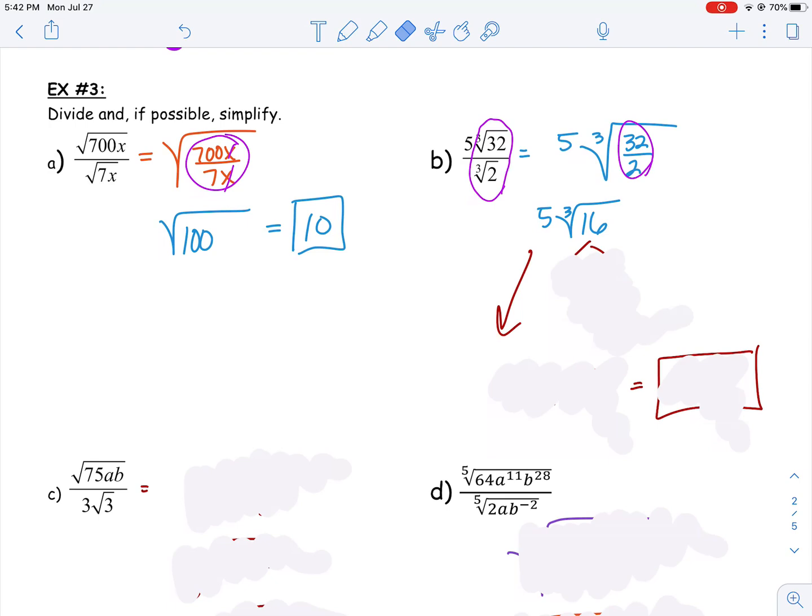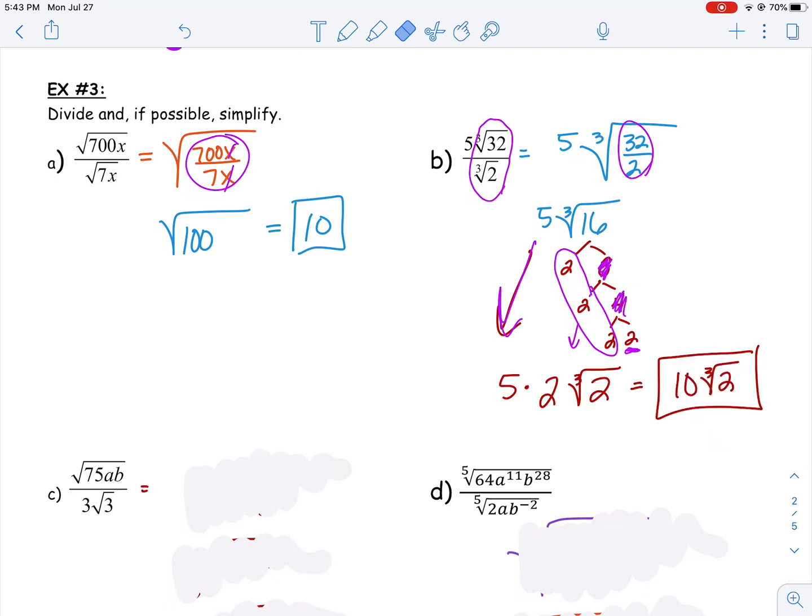Let's see if we can break down 16 anymore. I know that the factors of 16 are 2 and 8. I know that 8 breaks down into 2 and 4, and I know that 4 breaks down into 2 and 2. If we can simplify, let's simplify. So let's look for groups of 3. I notice that I have a group of 3 here, and those 2's can come outside. This lonely 2 would have to stay inside that cube root. But remember, we still have a 5 that's outside also. So now I have a 5 and a 2 that are outside that I'm going to eventually multiply together. And then I have a lonely 2 underneath my cube root. So my final answer for simplifying this problem would be 10 times the cube root of 2.